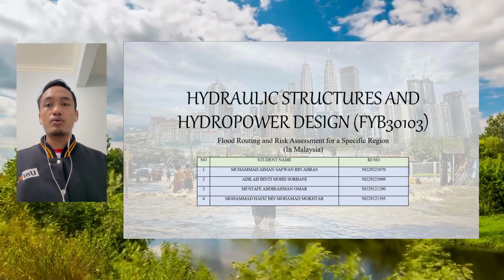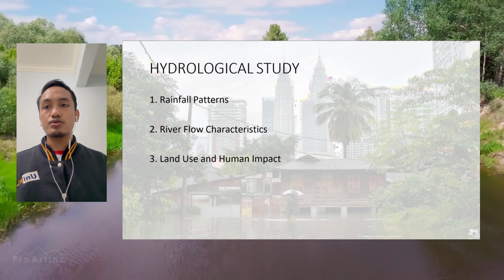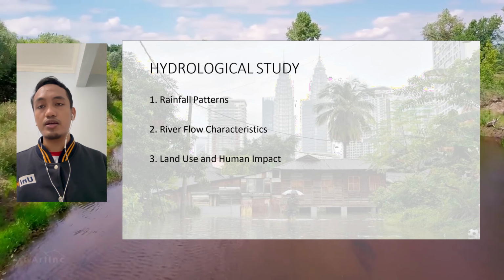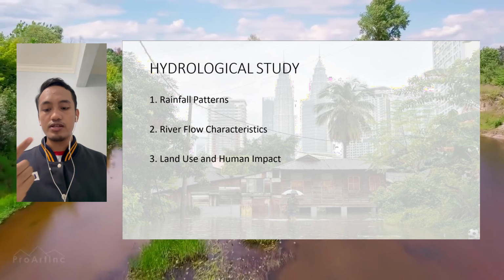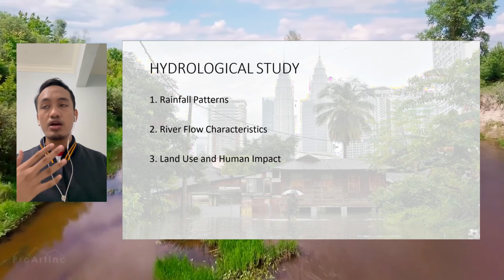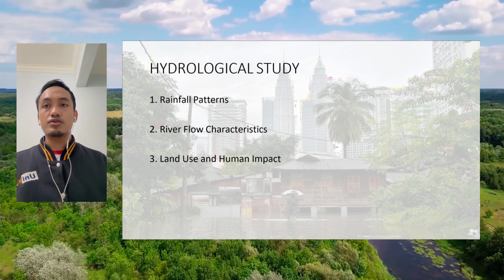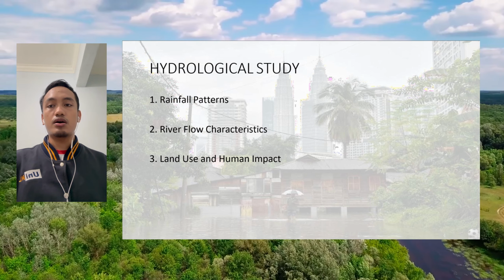For the river flow characteristics, the system can be dynamically approximated based on the long channel balance of the tidal. Lastly is land use and human impact, such as urbanization, deforestation, and change in land use, which can significantly impact the hydrology of a region. So for the next part, I will pass to our group member.